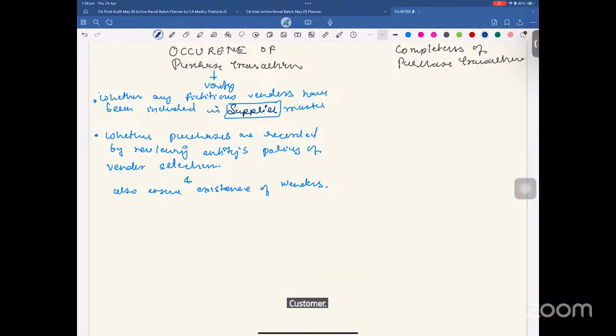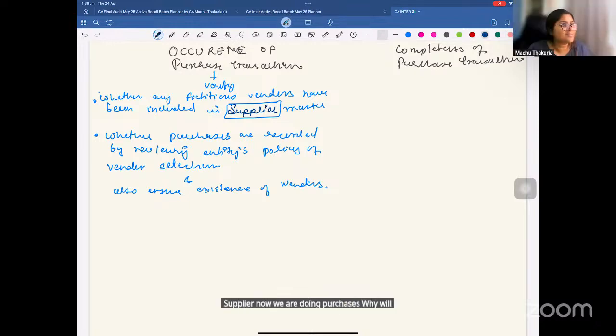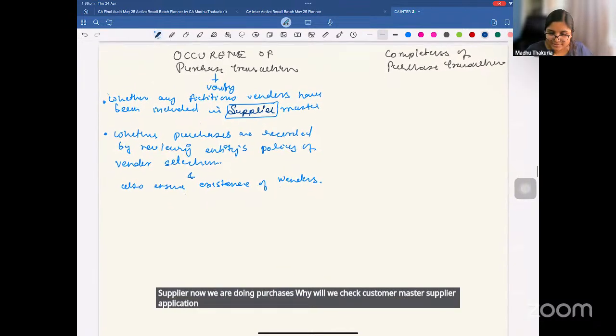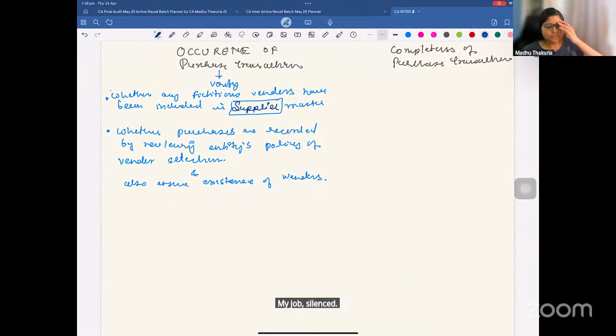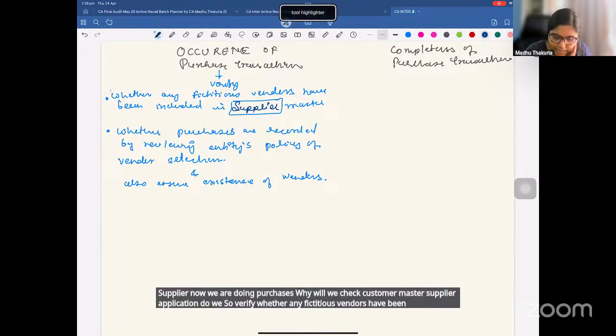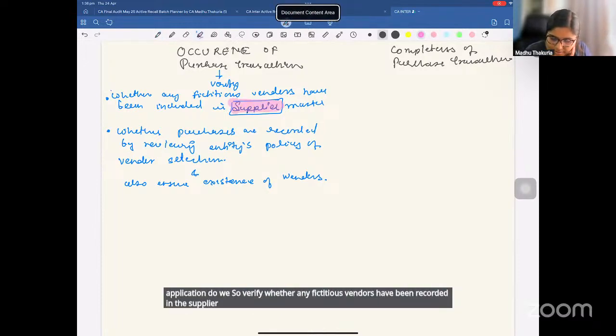Sorry, why would we check the customer master? It is the supplier master. So verify whether any fictitious vendors have been recorded in the supplier master, and then verify whether the purchases are recorded after reviewing the entity's vendor selection process.